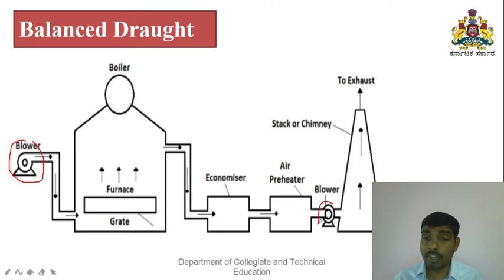Here we have mounted another blower that will suck the air. So the blower will force the air into the furnace, and simultaneously the other blower also sucks the air from the furnace and supplies it to the chimney for exhaust. So this is how the balanced draught works. Here both operate at a time, that is, the forced draught fan is operated and the induced draught fan is also operated.